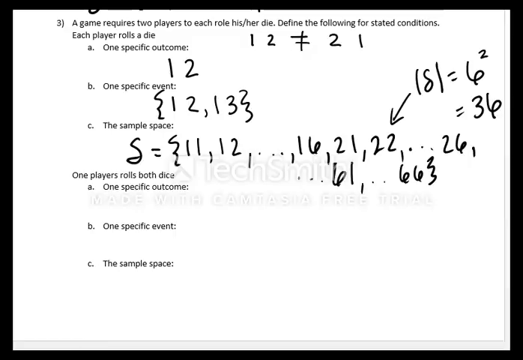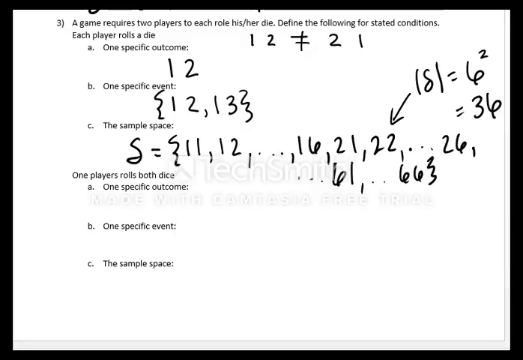Okay, so for the second one, the difference now is one player just rolls both dice. So now we're not going to assume that 1, 2 is different than 2, 1, because maybe you're just summing up the dice, and so if you get 1, 2 versus 2, 1, you still just have the sum of those for determining what you do in the game, which would be 3, is the idea.